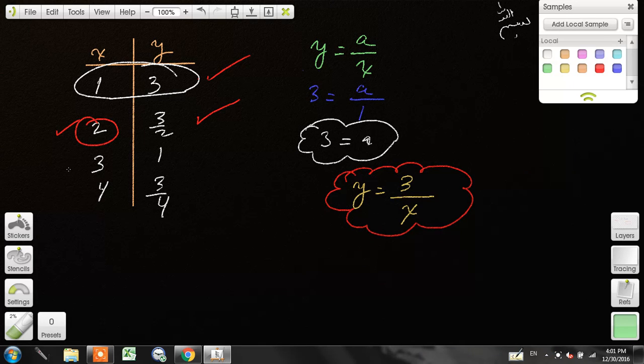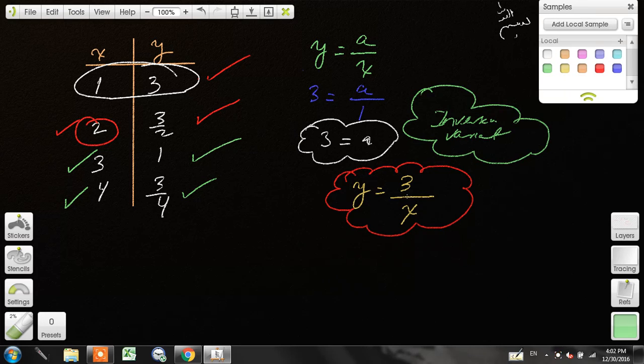Okay, when x is 3, if you plug in 3, y should be what? 1. Is it 1? You bet it is. When x is 4, what should y be? 3 over 4. Is it 3 over 4? So this is an inverse variation. Okay, and the equation for the relation is this. Does that make sense? This is inverse variation.